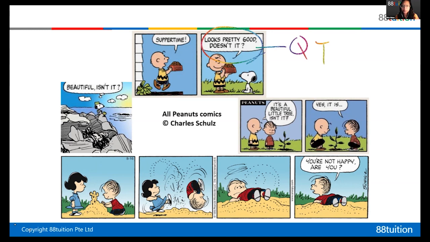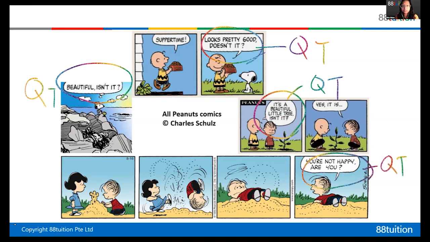Beautiful, isn't it? Very good. Is another question tag. Any more? Isn't it here? Yes, it's a beautiful little tree, isn't it? Very good. Is a question tag as well. Yes, it is. And then last one, you are not happy, are you? Is another question tag, right? Very good. Give yourself 2 points for identifying the question tags.